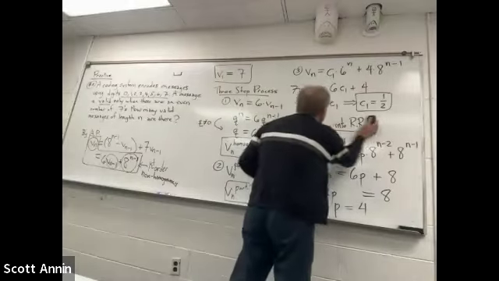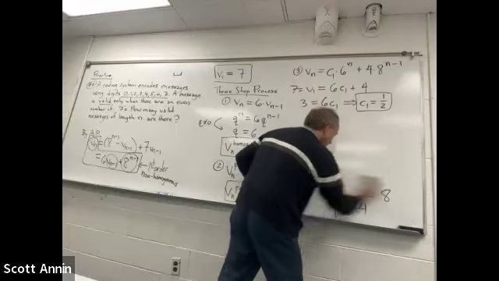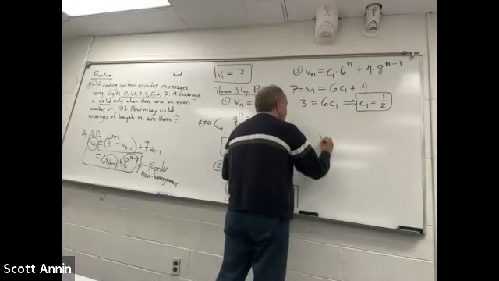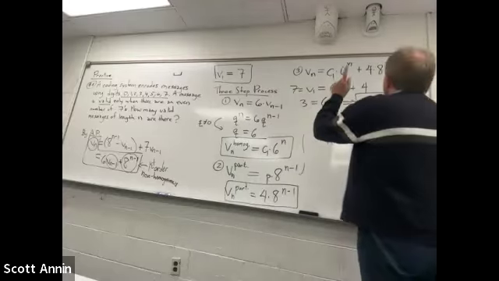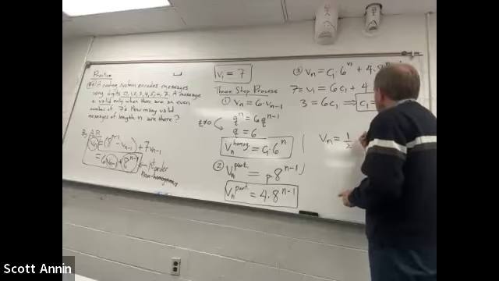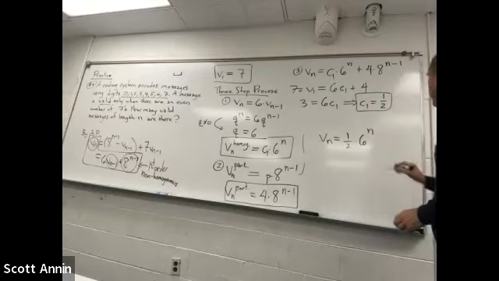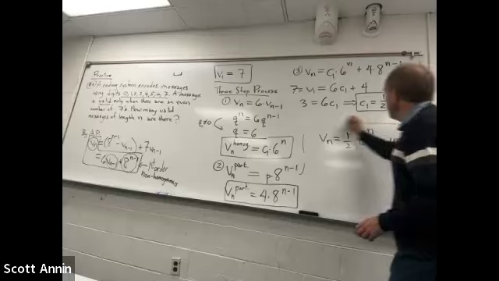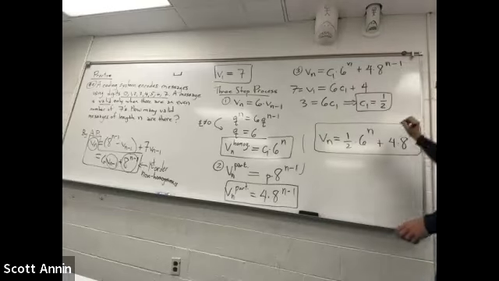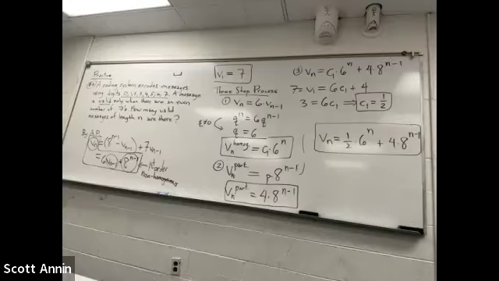The final answer, then, we should write it down. V sub n should be 1/2 times 6 to the n plus 4 times 8 to the n minus 1. So that's what we end up with.